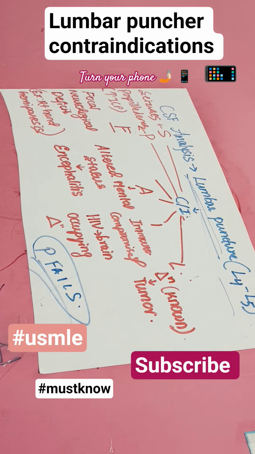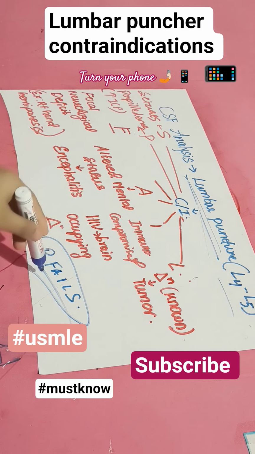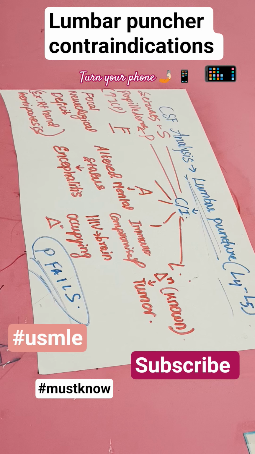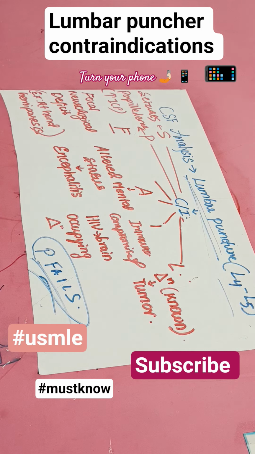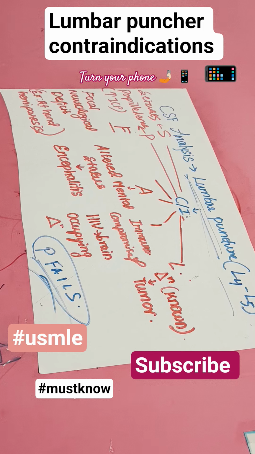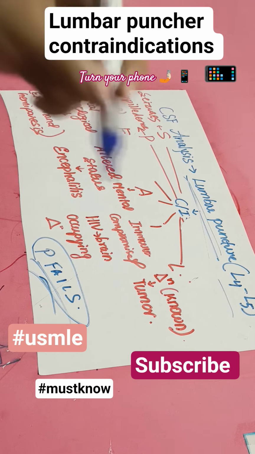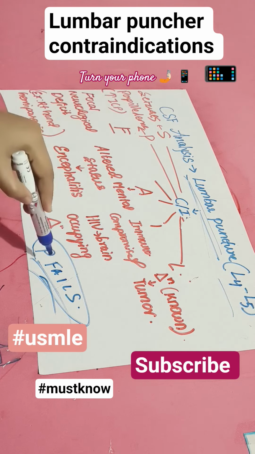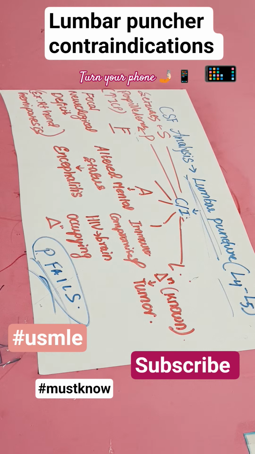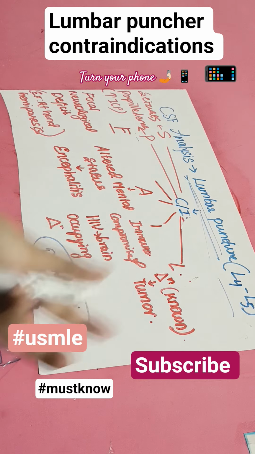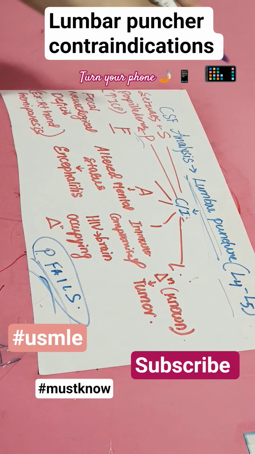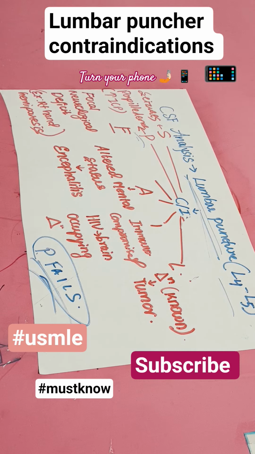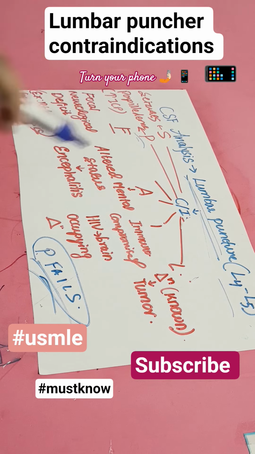P fails because suppose we are the police and we are trying to find out the thieves. We are trying to catch the thieves, but we are not able to catch them because we are not able to do the lumbar puncture and we are not able to get the organism. So for police fails, P stands for papilledema. Papilledema is seen when the intracranial pressure is raised. So when intracranial pressure is raised, papilledema is seen, and we cannot perform the lumbar puncture.